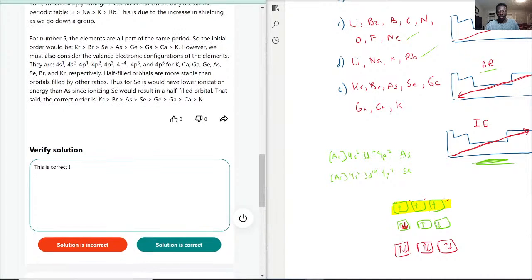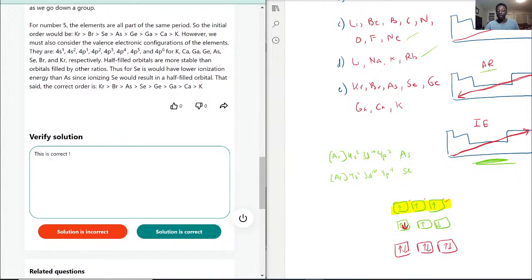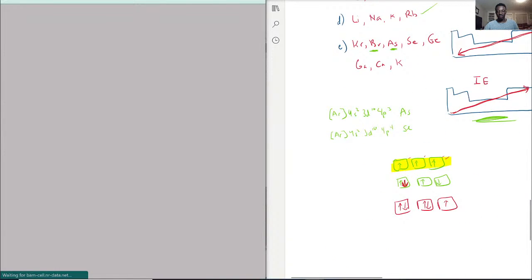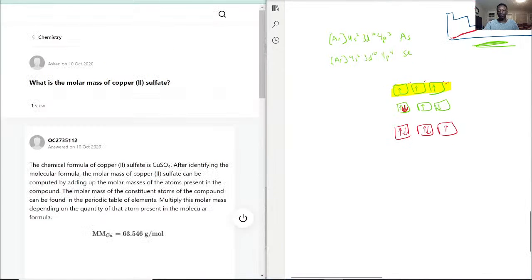And the reason why I say memorize this still is because you would think half filled is just more stable than any other partly filled one, but as you can see here in this answer, even bromine is still stronger than arsenic, because even though it's partly filled, it's so close to having a full shell that it's going to fight pretty hard against getting rid of an electron. So now let's go to number 6 here.